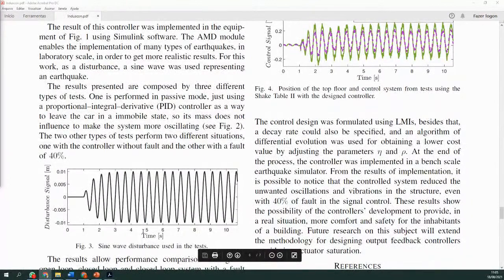But did you choose this frequency randomly, or did you target a specific frequency? How did you choose this? Yeah, we chose this just to illustrate this type of test. This controller can be used for many frequencies, but we did not test them in this paper. Okay, thank you.